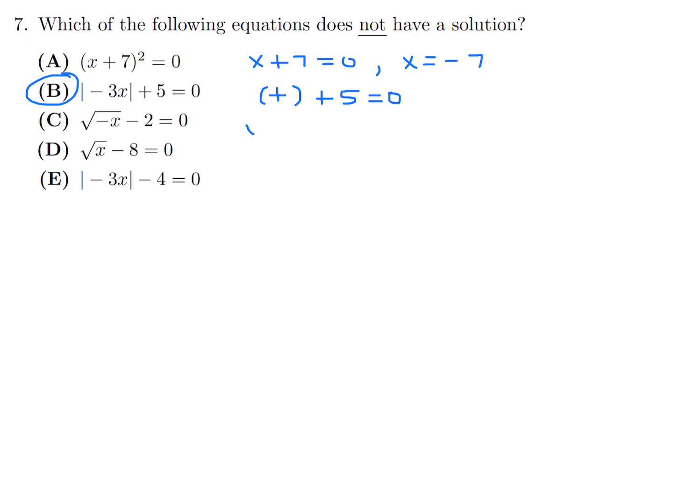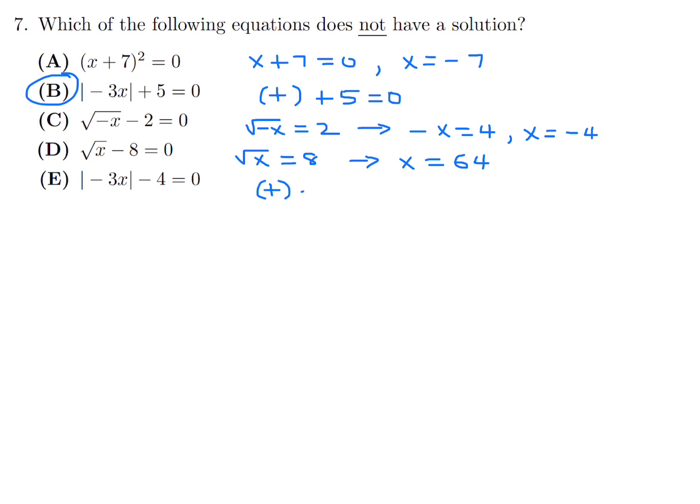And all the other ones you can really do quickly. You just put that on the other side, square both sides, and you get minus x is equal to 4, and therefore x is negative 4, right? That's definitely a solution. This one, root x is equal to 8, square both sides, and you get x is equal to 64. This one is interesting. Again, very similar to B. If you take the absolute value of that minus 3x, you'll get some positive number. And then you subtract 4. Can you get 0? Sure. If this was 4, and then you subtracted 4, you would get 0. So that one would be able to get some sort of a solution. The only one that's impossible to get a solution for is B, for number 7.